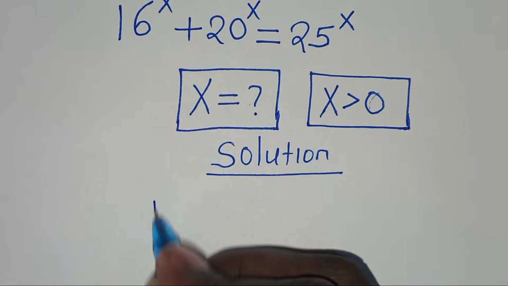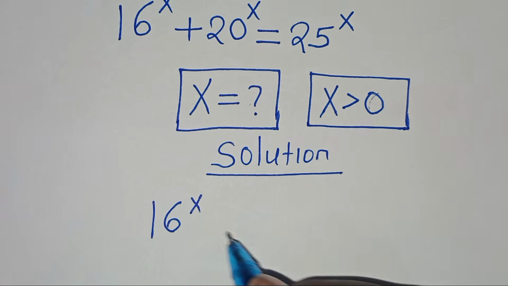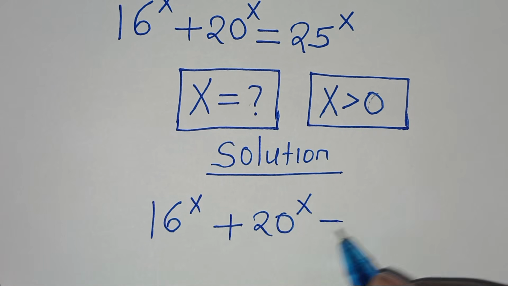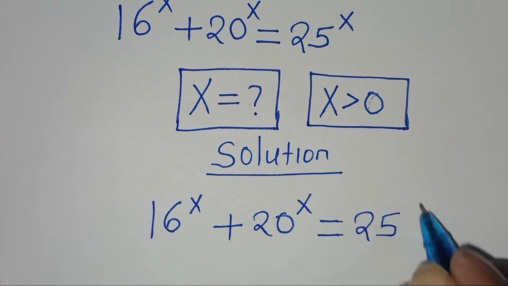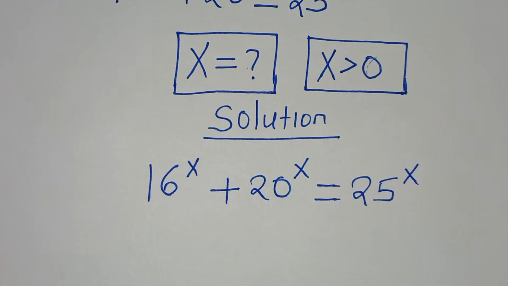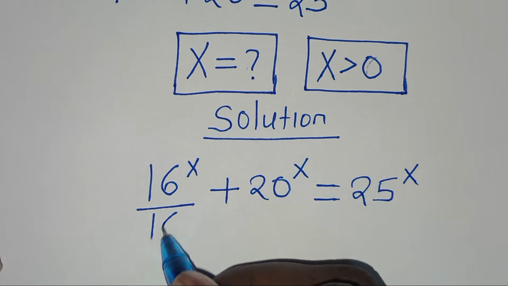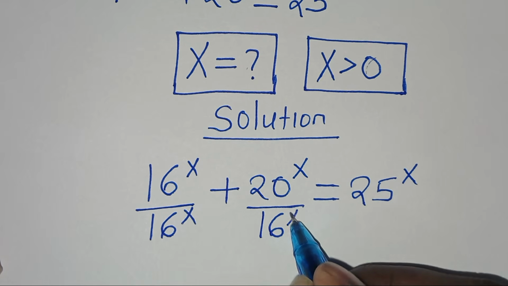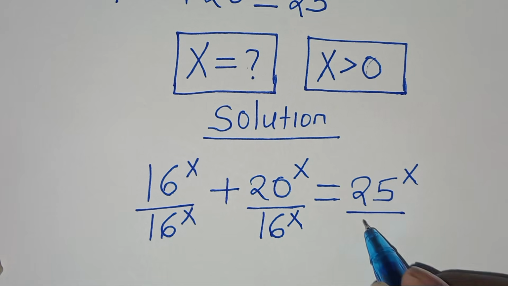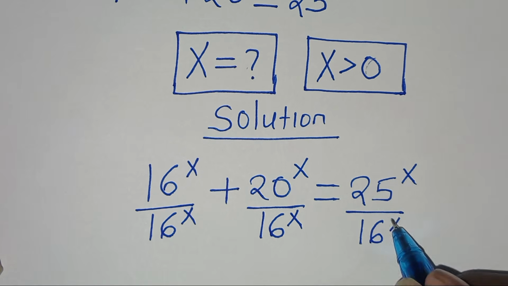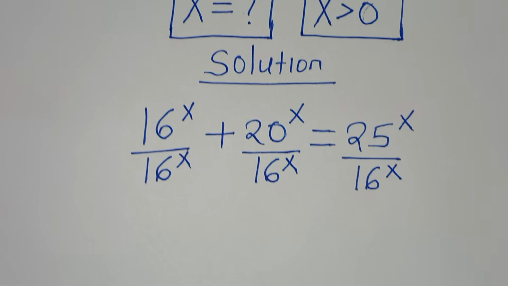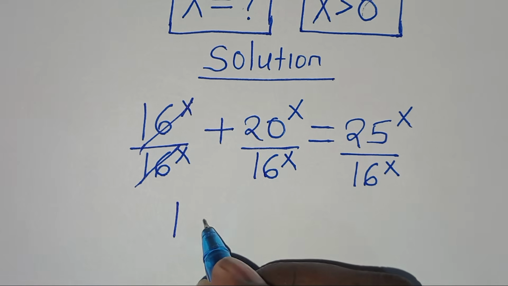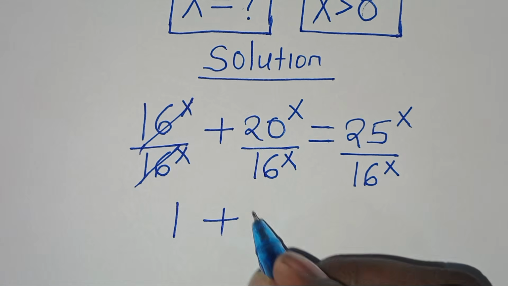So we have 16 raised to the power of x plus 20 raised to the power of x. This is equal to 25 raised to the power of x. The first step is to divide everything here by 16 to the power of x. So we have 16 to the power of x here, and on the right hand side 16 to the power of x. So let's simplify here.